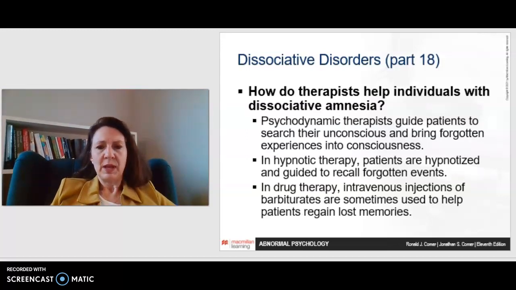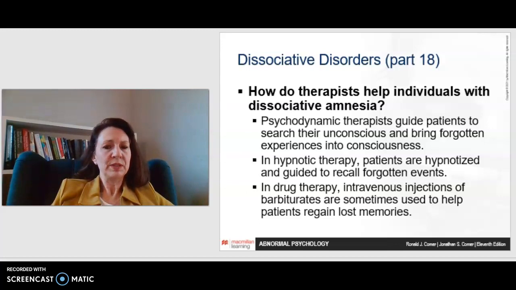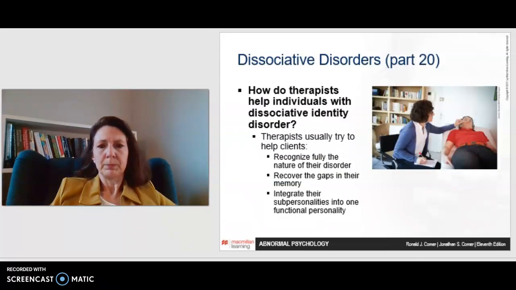So how do therapists help individuals with dissociative amnesia? Psychodynamic therapists guide patients to search the unconscious and bring back forgotten experiences into consciousness. In hypnotic therapy, patients are hypnotized and guided to recall forgotten events. With drug therapy, there are intravenous injections of barbiturates that also help people regain lost memories.